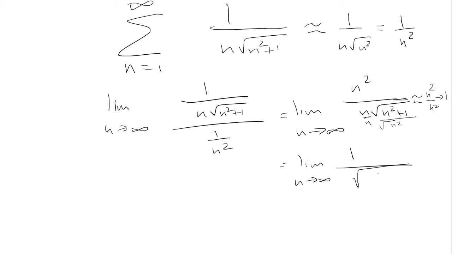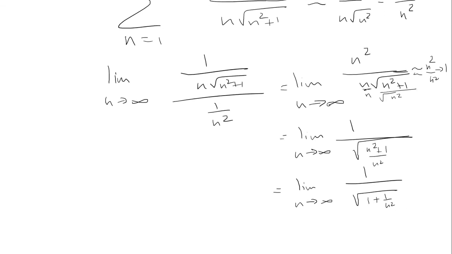So it looks something like this, which I can simplify as 1 over the square root of 1 plus 1 over n squared. Now we know that 1 over n squared is going to go to 0. So you have 1 over the square root of 1 plus 0, which is 1. And notice that is exactly what we said over here. Okay. So whether you're lazy or not, you still get the same answer.